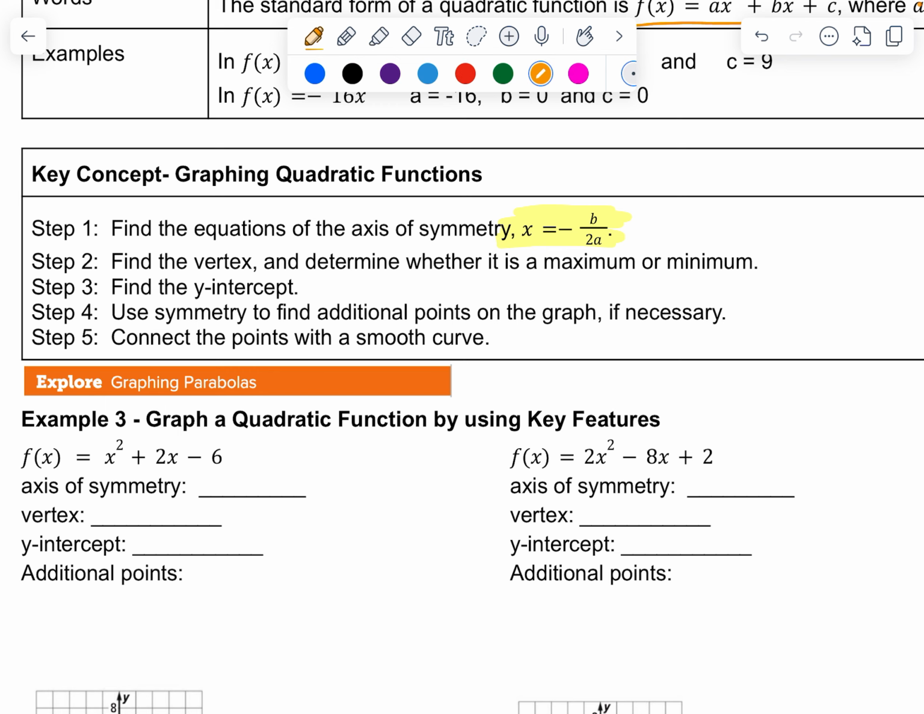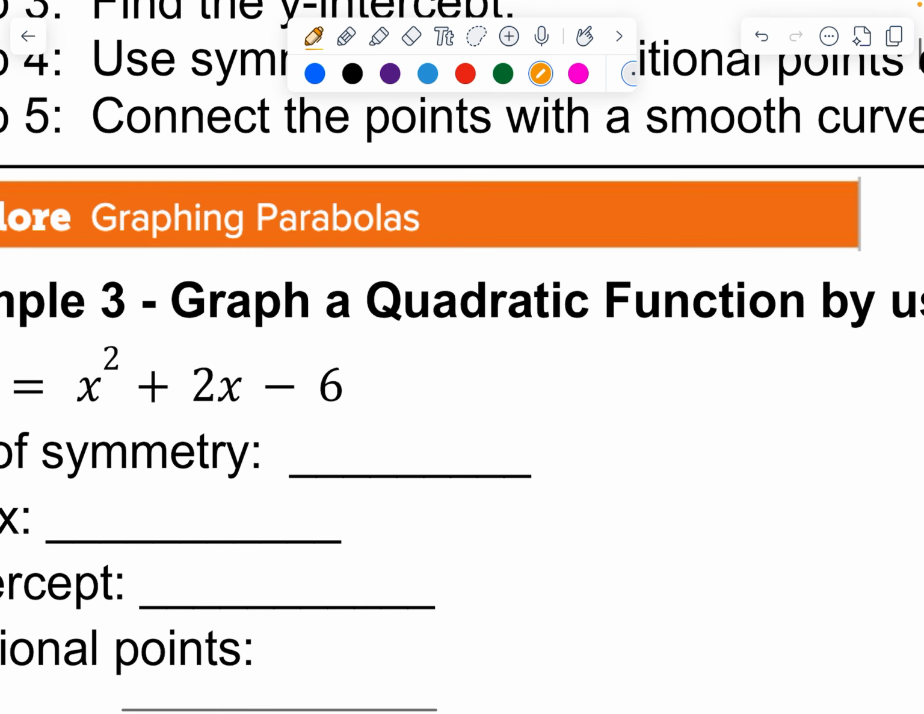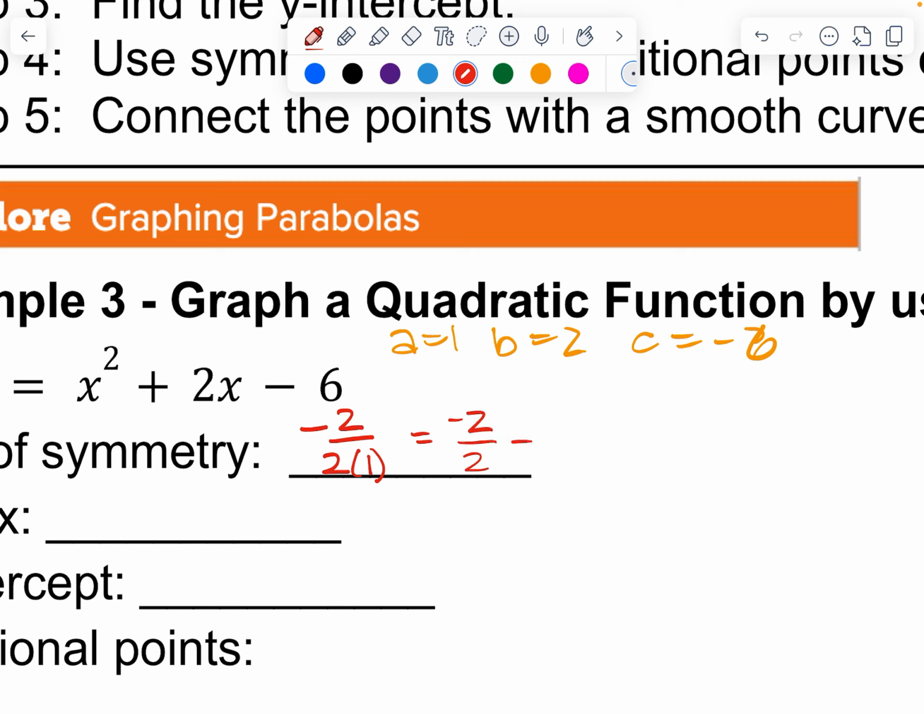So I'm going to come down here and do this right here. A is equal to 1, B is equal to 2, C is equal to negative 6. So in order to find this, it's negative B, so negative 2 over 2 times A. So that'll get me negative 2 over 2, which is negative 1. So x equals negative 1.